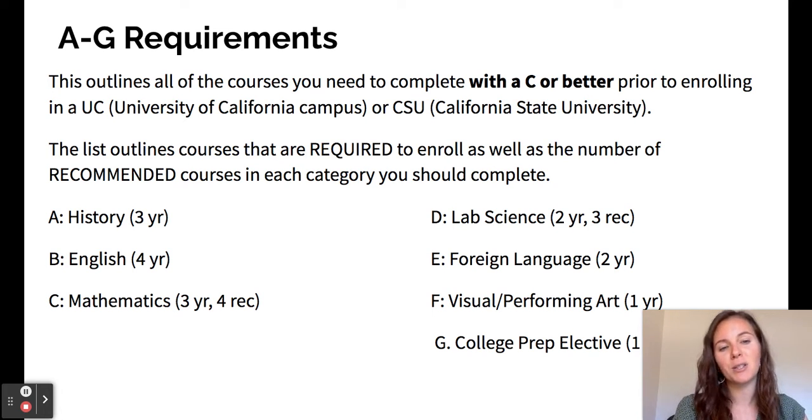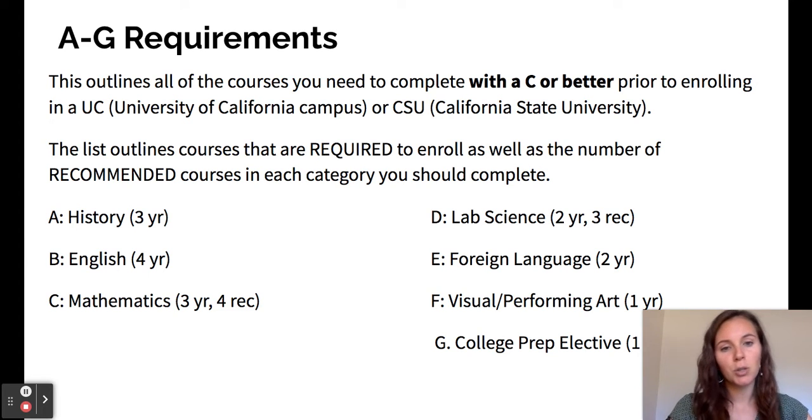Lab science means that there's a lab component to your science class. You need to take 2 of the 3 major science courses. That would be biology, chemistry, and physics, or environmental science.